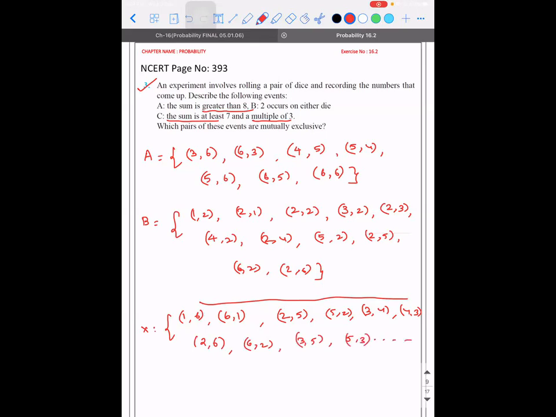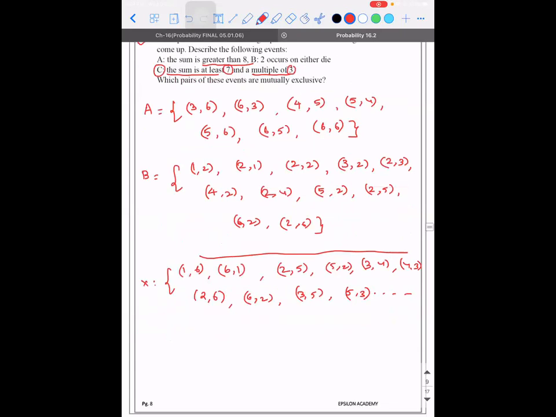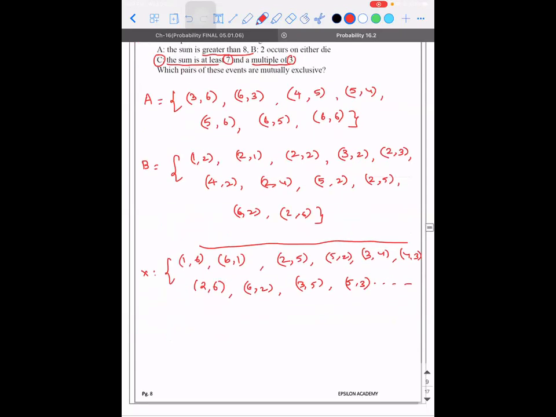So if you keep writing it like this, according to C, the sum should be at least 7 and also a multiple of 3. Means from all these ordered pairs, I need to choose those whose sum is 7 or greater and also a multiple of 3. What multiple of 3 is possible here? It can be 9 or 12. So what should the set C be? (3,6), (6,3), (4,5), (5,4), and (6,6). That's it.